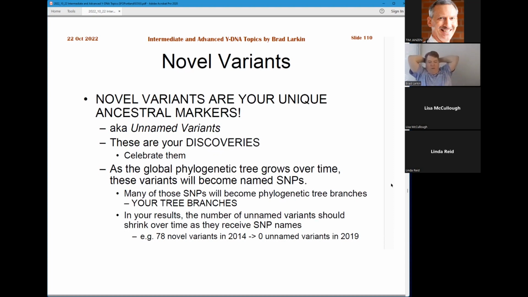As the global phylogenetic tree grows over time, these variants will become named SNPs, and a lot of them will become phylogenetic tree branches, your tree branches. Over time, the number of unnamed variants that you have should shrink. I think when I took the first Big Y in 2014, I had 78 novel variants. Today, I have none. That's because all those variants have been identified and broken out into branches amongst various Y-DNA cousins.